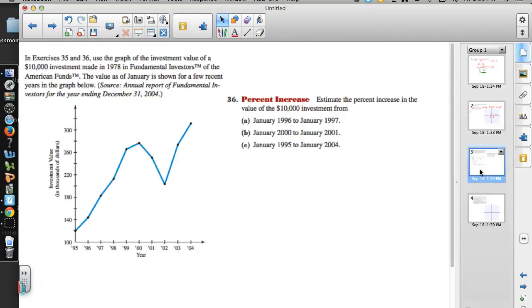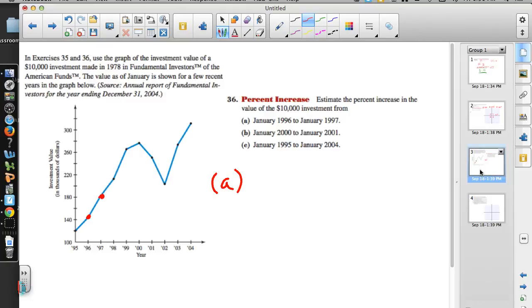Then 36. 36 is asking us to use the graph of the investment value of $10,000, an investment made in 1978 in Fundamental Investors of the American Funds. The value as of January is shown for a few recent years in the graph below, and then they give us the source of this data. But what we care about for 36 is we are supposed to estimate the percentage increase in the value of the $10,000 investment. So for A, they want to know what is that percent increase in the value from January of 1996 to January of 1997.